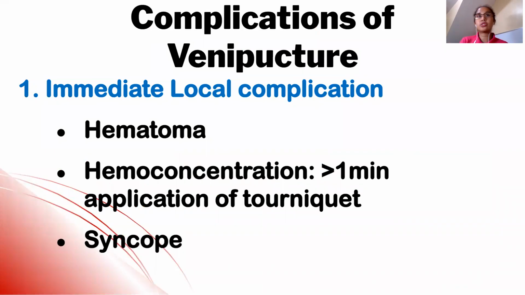Class, we have complications for venipuncture. Immediate local complications are hematoma, the accumulation of blood under your tissue, hemoconcentration, and syncope or fainting. Once syncope or fainting happens, una, stop the phlebotomy immediately, tanggalin ang needle, tapos allow them to rest their head between their knees or between their thighs para bumalik yung circulation ng blood. Kung hindi pwedeng gawin yon, itaas yung paa.